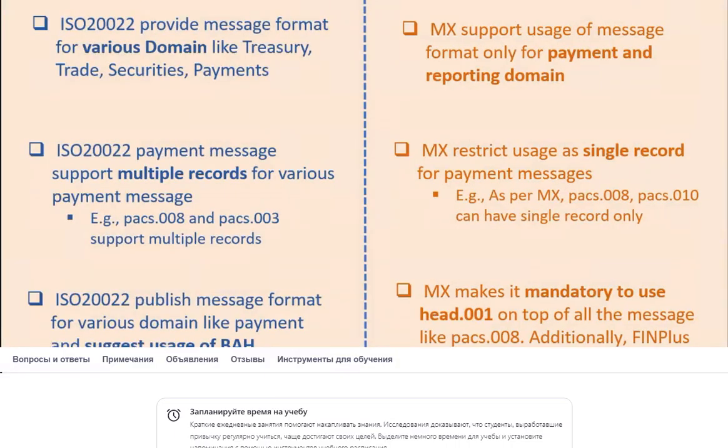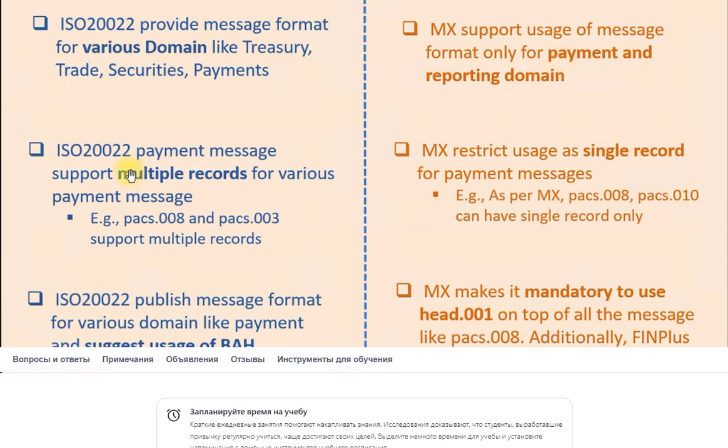ISO can publish the message for any of the financial needs, like for treasury, trade, and securities. But MX is adopting it in a sequential, more organized manner. And currently, they are more focused on payment and reporting messages. That's why the term CBPR comes into the picture, cross-border payment and reporting. But they will adopt others also maybe over time.